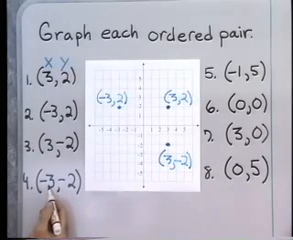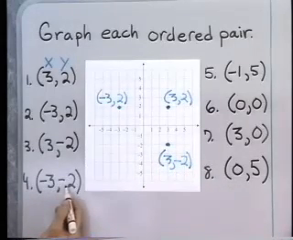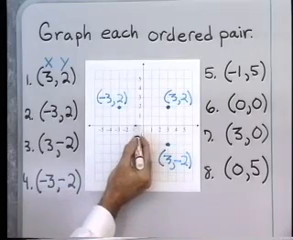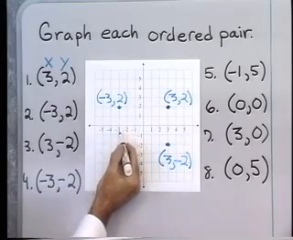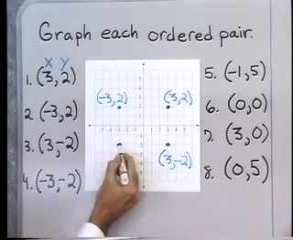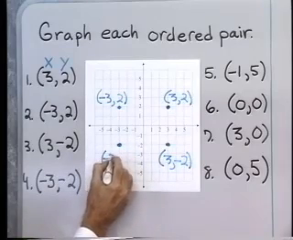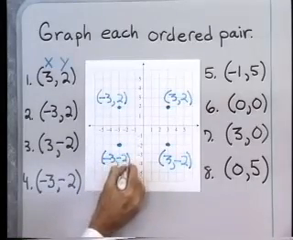My fourth point right here, x equals negative 3, y equals negative 2. I start at the origin, I move back 1, 2, 3, and then I move down 1, 2. And that's the point whose coordinates are negative 3, negative 2.